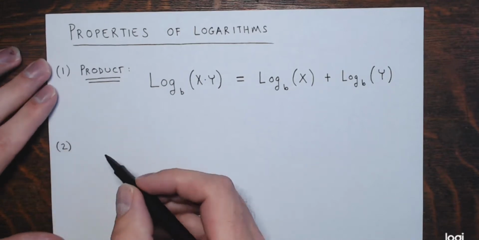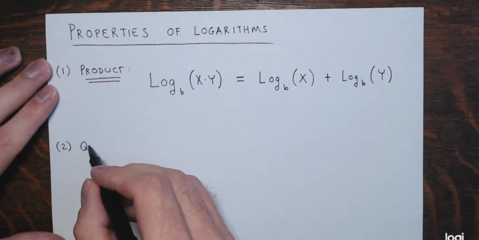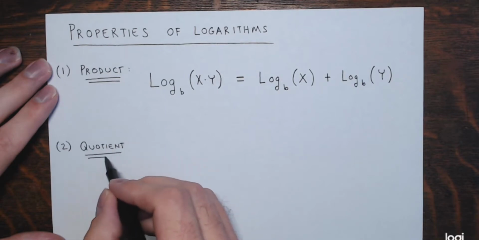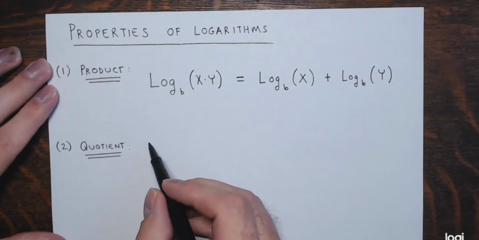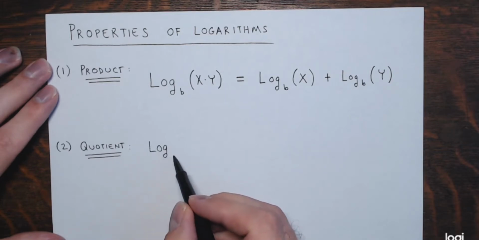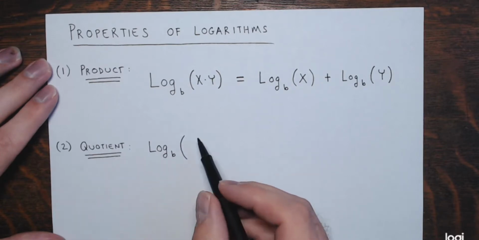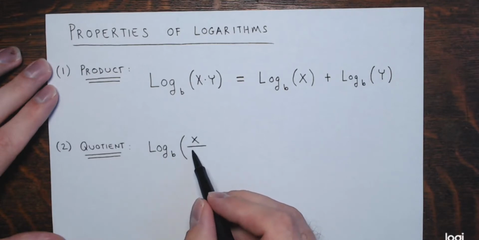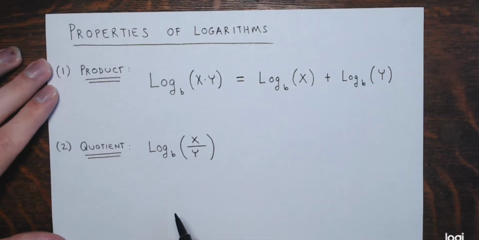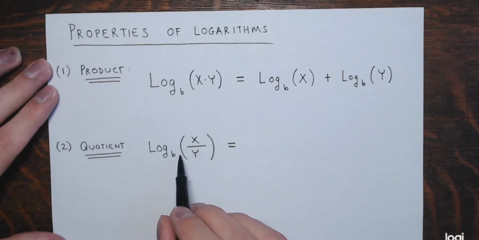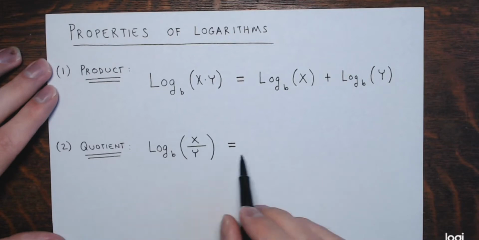All right, then we have what they're calling the quotient property. So this is where you have the logarithm. You're finding the log base b of a quotient or a fraction. So say x divided by y. Alright. So the argument, the inside of the logarithm, is a single fraction. Well, you can split this up as well. You can rewrite this as an equivalent statement.